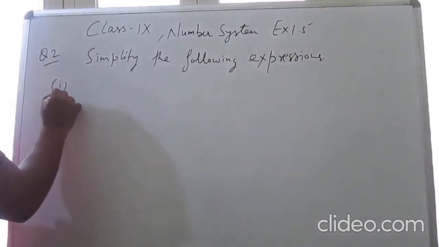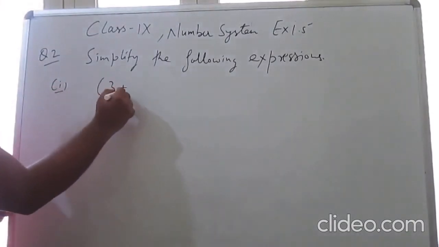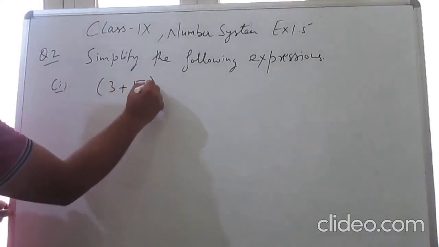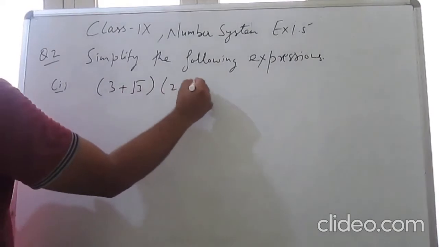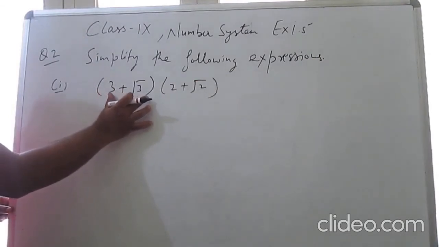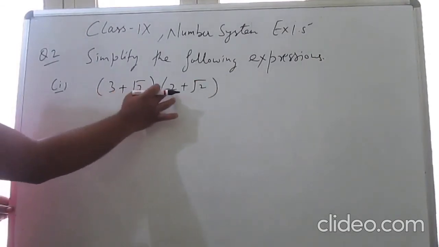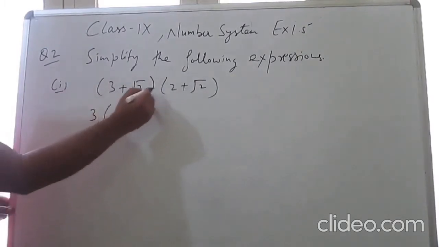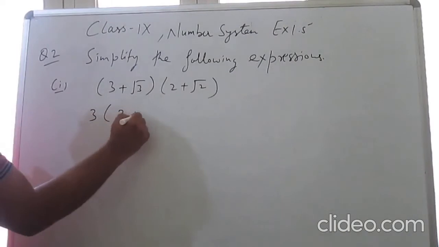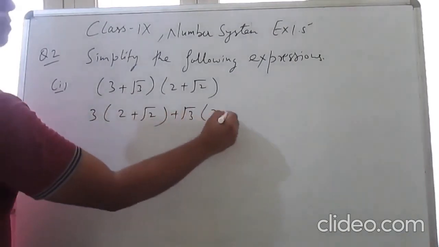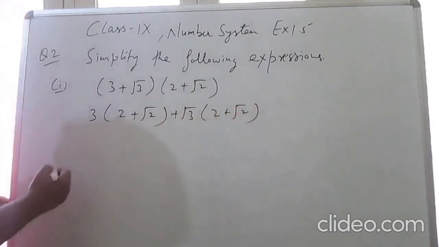First part, (3 plus root 3)(2 plus root 2). Now you will see that there is one rational and one irrational, one multiply of binomial. This 3 multiplied by this bracket 2 plus root 2, plus root 3 multiplied by 2 plus root 2.